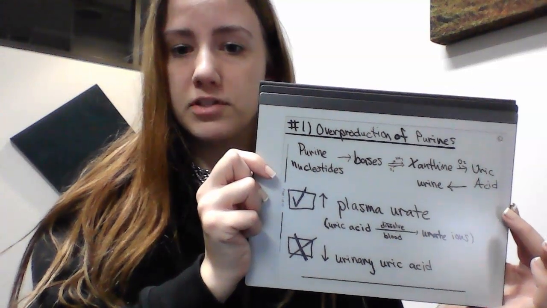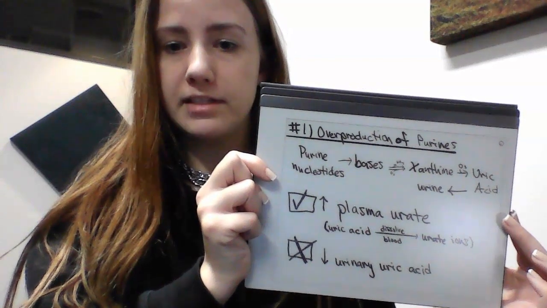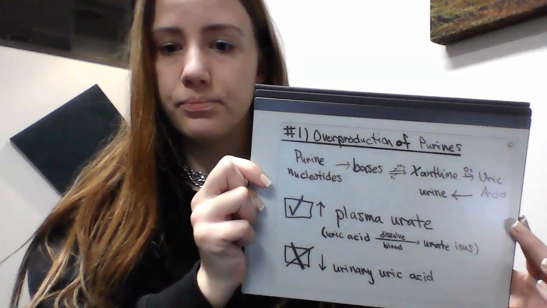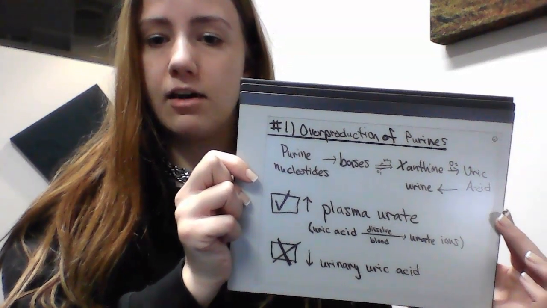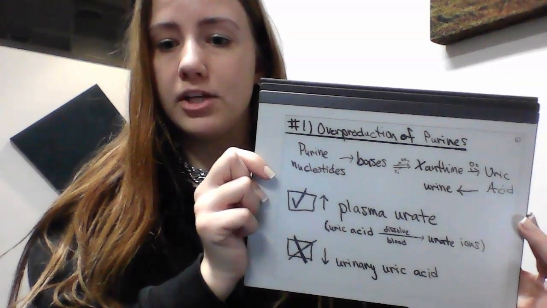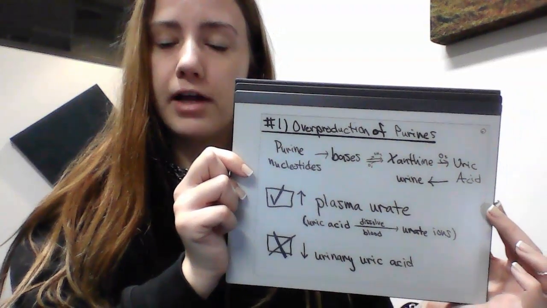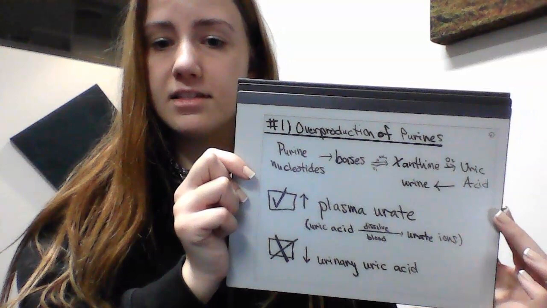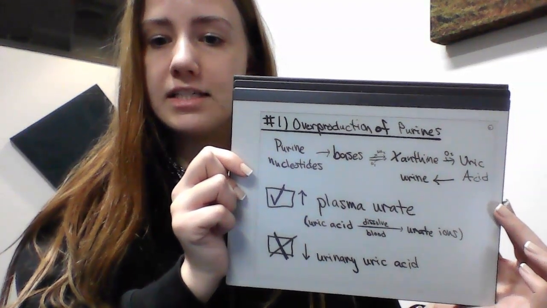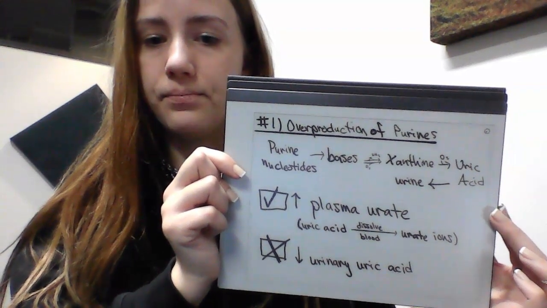So for the first possible cause, I do not believe that he suffers from an overproduction of purines. Purine nucleotides are broken down into their respective bases, which are then deaminated or oxygenated to form xanthine, which is then oxygenated to form uric acid, which is expelled through the urine. Therefore, if we had an overproduction of purines, this would lead to an increase in the xanthine being produced, which would lead to an increase in uric acid in the urine. However, we found a decrease in urinary uric acid.